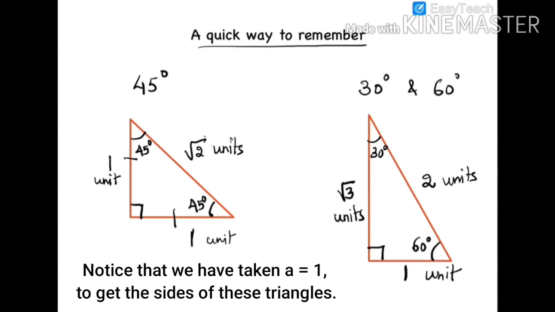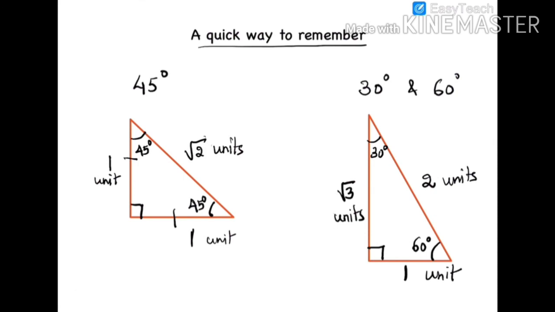Or if you want to write down sin 30 degrees, it will be opposite upon hypotenuse, which is 1 upon 2. So if you remember these two triangles and the basic definition of ratios, then you don't need to memorize the table. Looking at these triangles, you will be able to write down the ratios for these 3 angles.